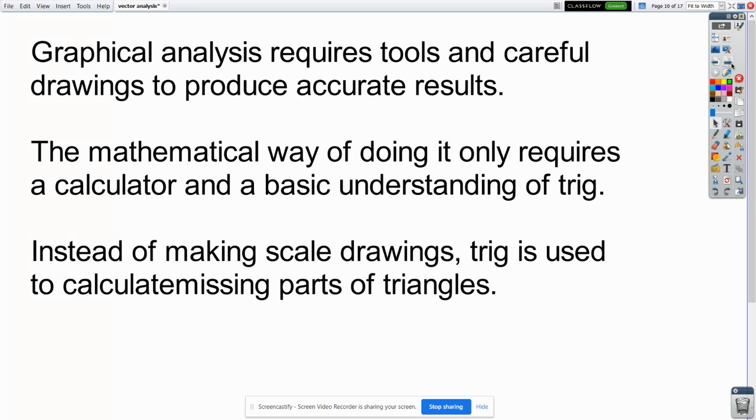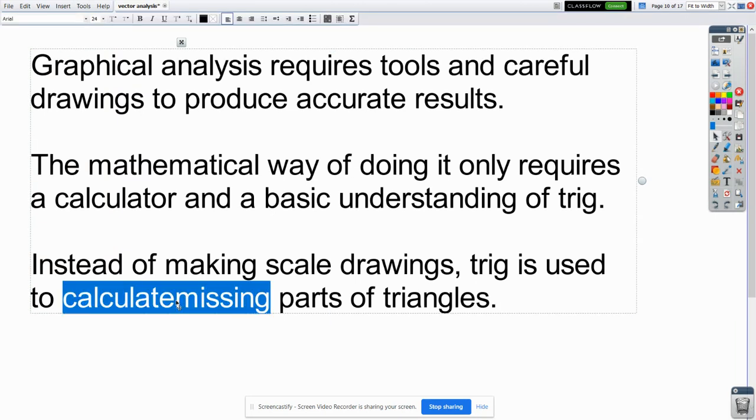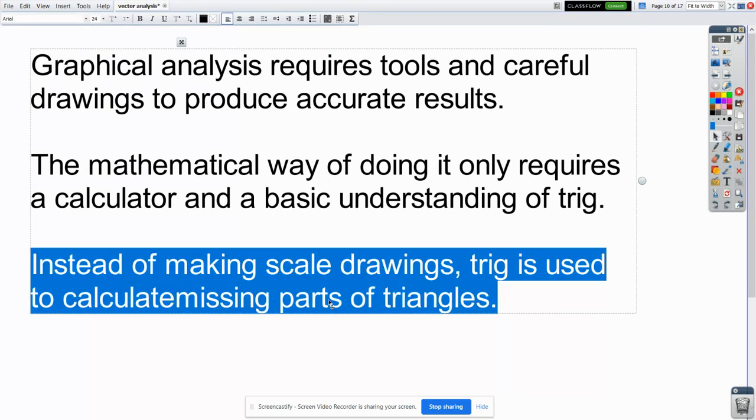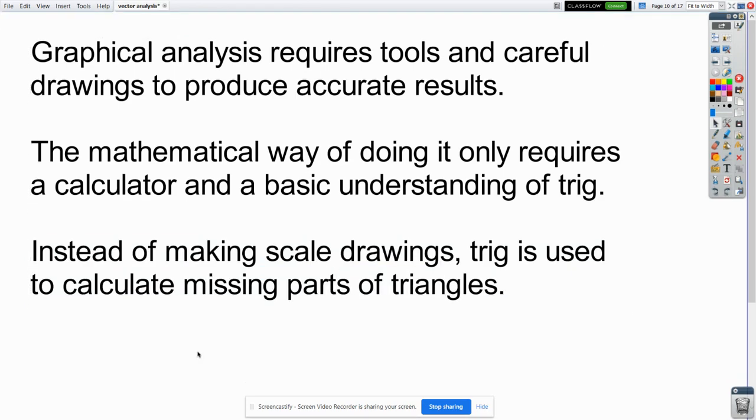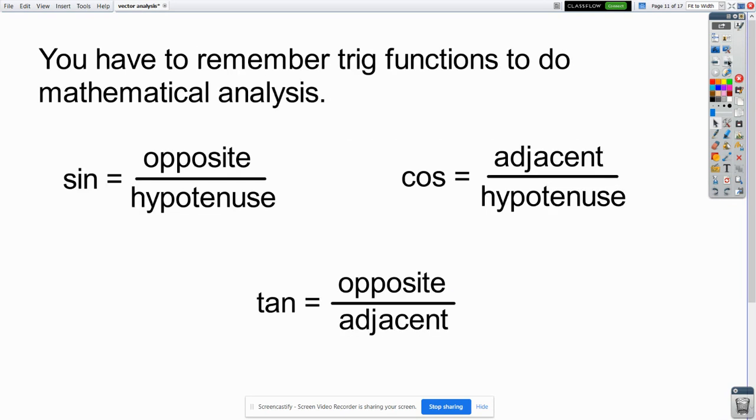The mathematical way of doing it requires nothing but a calculator and a basic understanding of trig. I mean, you don't even have to have a coordinate plane. You don't have to draw scale drawings. You can just draw a triangle on a piece of paper and solve it because you're going to use your math to calculate the missing parts of the triangle, to find the parts that you need to know, which again is just going to make your life so much easier. Most students, once they figure out this mathematical method of doing it, never go back to graphical again.